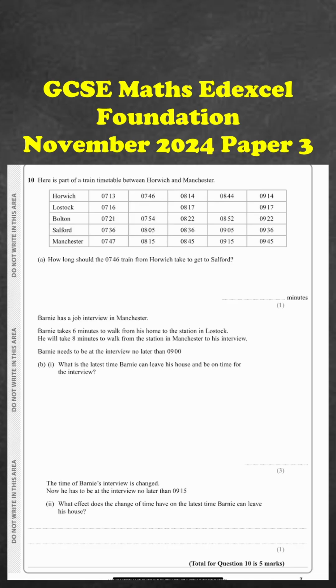So, Horwich is here, 7:13. Salford is here, 7:36. But we want the 7:46 train, so we want to look at this column. To get from 7:46 to Salford 8:05, that is just going to be 19 minutes, as it'll be 14 minutes to get to 8 o'clock, and then 5 added on, so 14 plus 5 gives you 19.